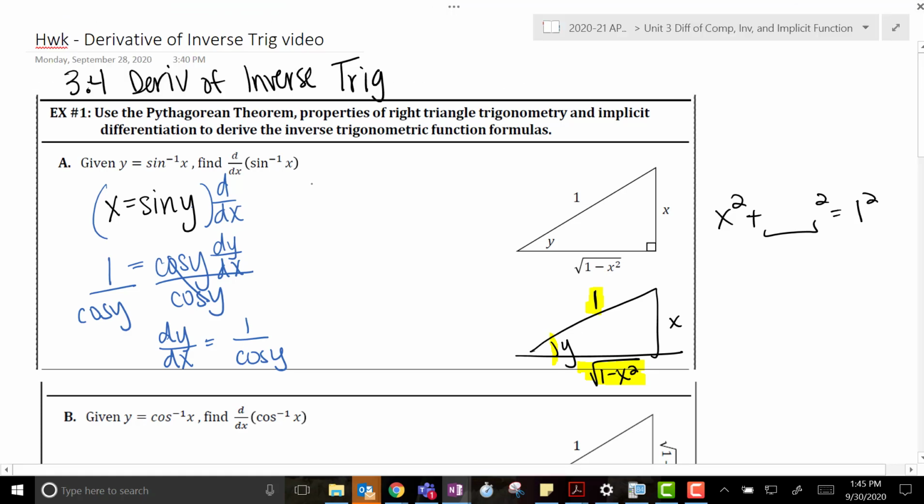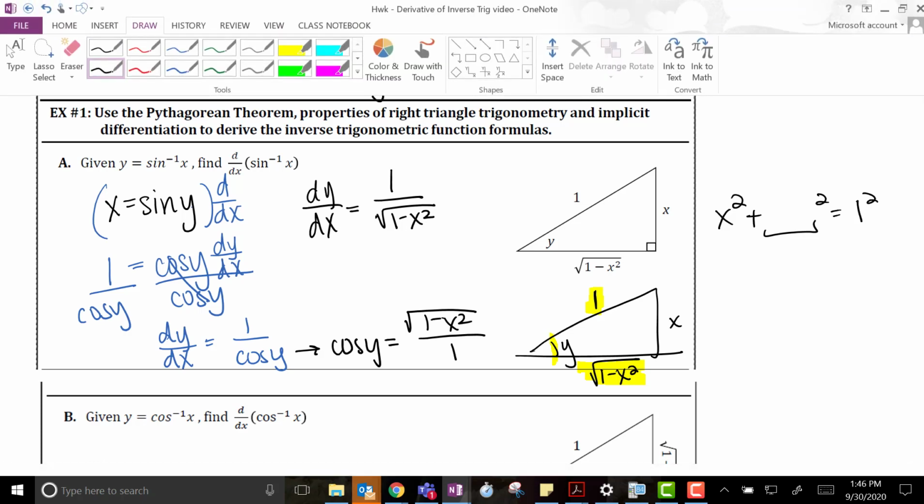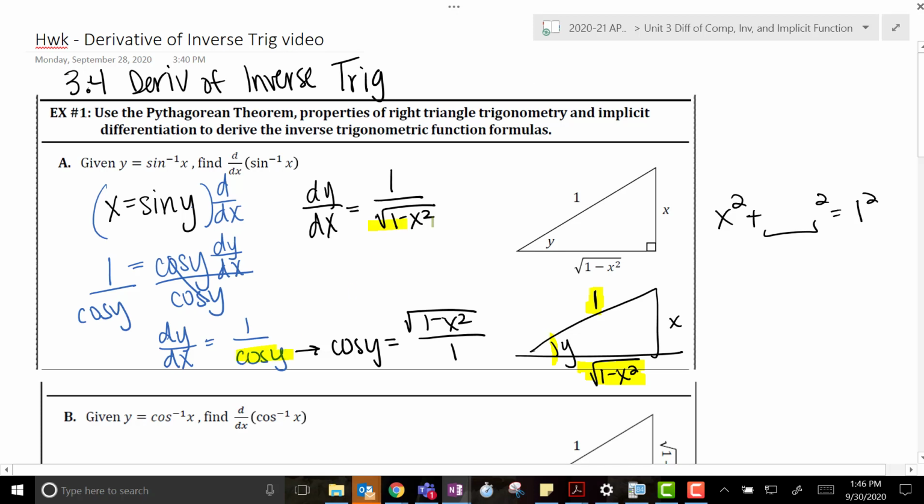So going in and writing that in, dy over dx is going to be 1 over the square root of 1 minus x squared, because cosine of y is adjacent, so the square root of 1 minus x squared, over hypotenuse, which is 1, which ends up just being the square root of 1 minus x squared. So all I did here was substitute cosine of y with the square root of 1 minus x squared. This gives us our formula for inverse sine.